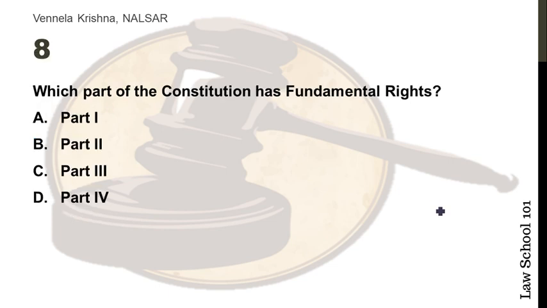So which part of the Constitution has fundamental rights? Guys, it's very important to remember the parts of the Constitution so that if you're asked about the different articles, you can at least approximate what they can be about. So the fundamental rights are in part 3 of the Constitution, articles 12 to 35.